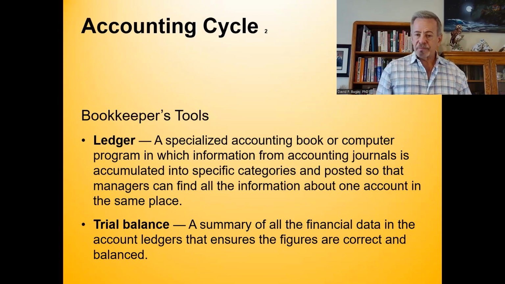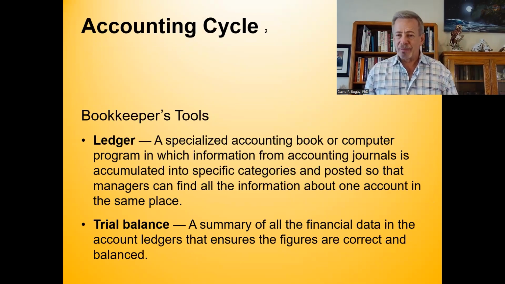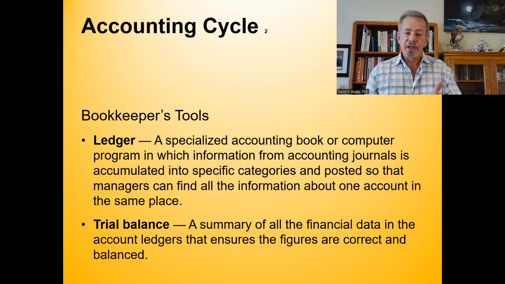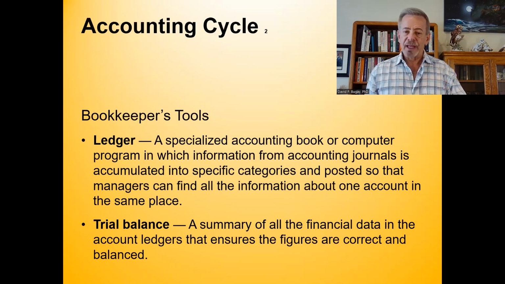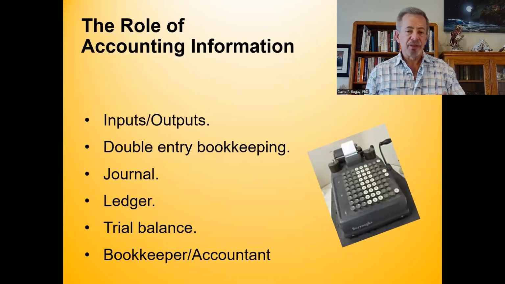The ledger is the accounting book, but really almost nobody keeps books anymore. It's almost always a computer program. We take the information from the journal, we put it into the ledger, and the ledger has categories posted so you can find the information in one account in the same place. The trial balance is a summary of all the data that you have in the account ledgers, and it ensures that everything is really all balanced the way it's supposed to be.